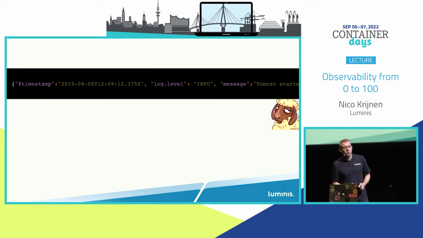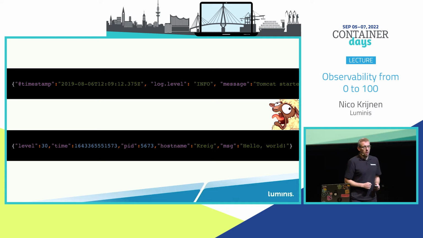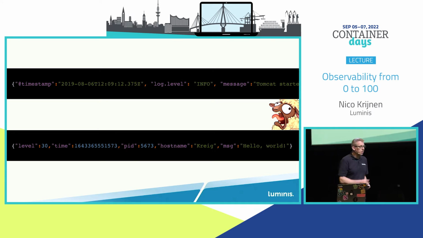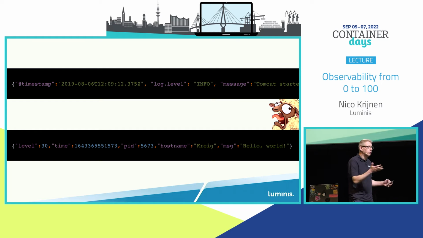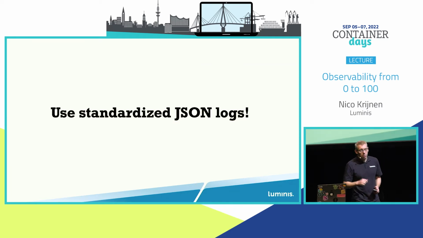So is just using JSON enough? Sadly, no, it is not, right? Because if you look at these two, they're both JSON, but they're both very different in format. There are different fields in play, and it's still going to be hard to figure out what they mean, right? You need to assign meaning to each of these different fields. So what can we do about that?